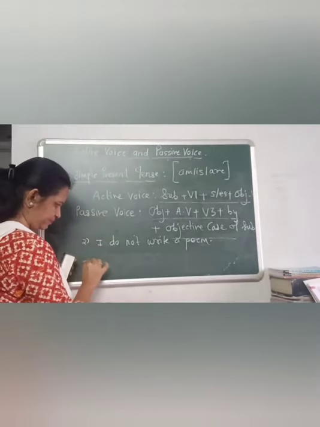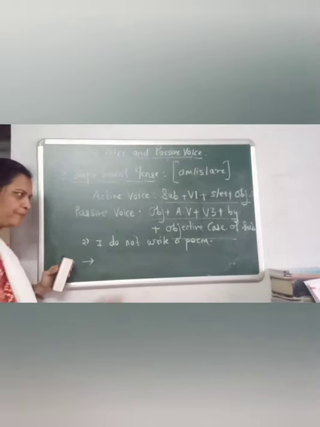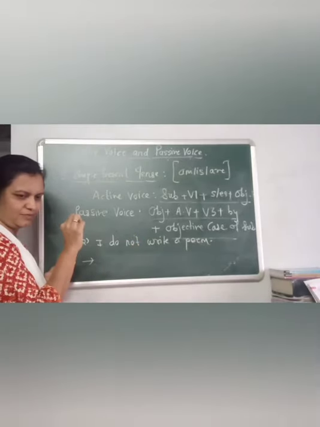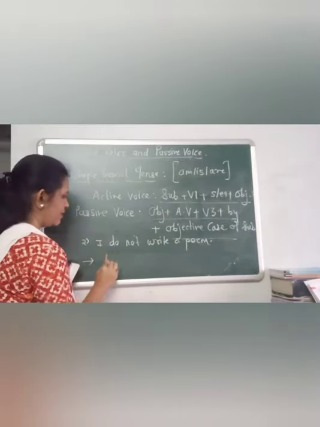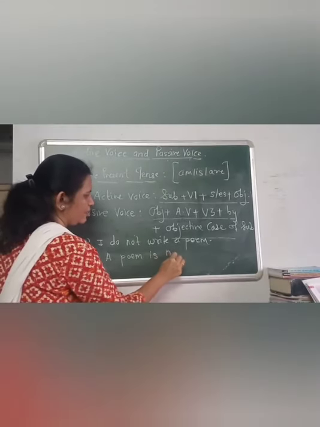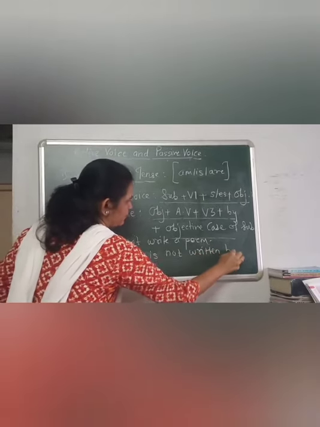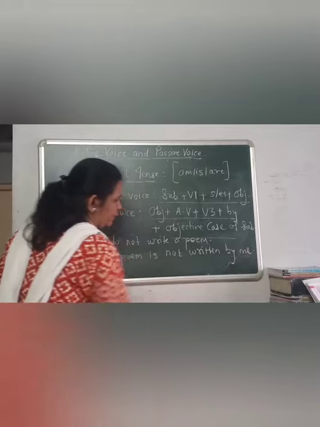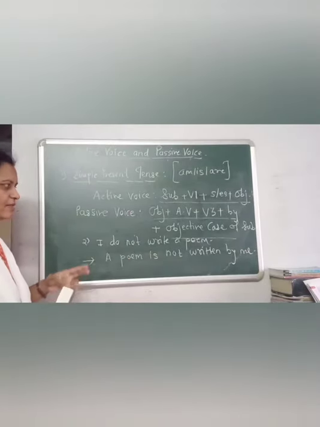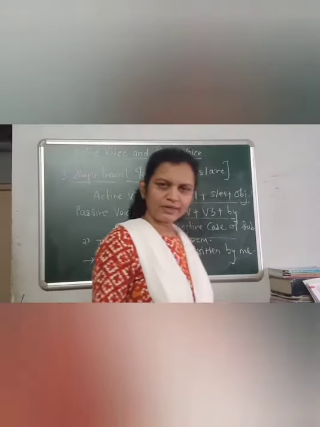Second example. Same construction we have to follow. Okay. Only what we have to use there? We have to use not. Means a poem is not written by me. A poem is not written by me. Okay? Means how to write down the passive voice of negative sentence, that idea also we got here.